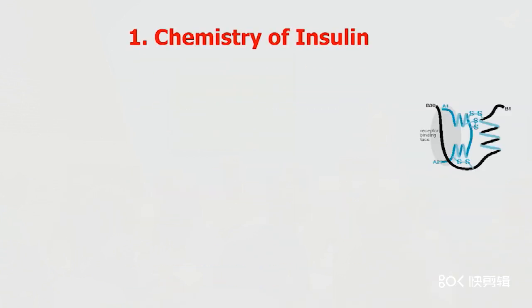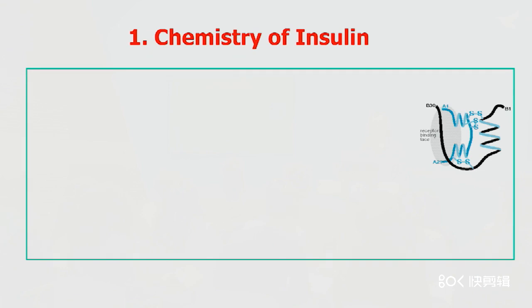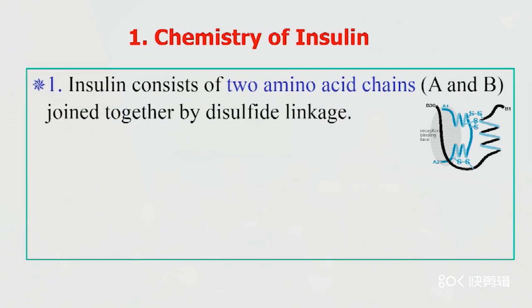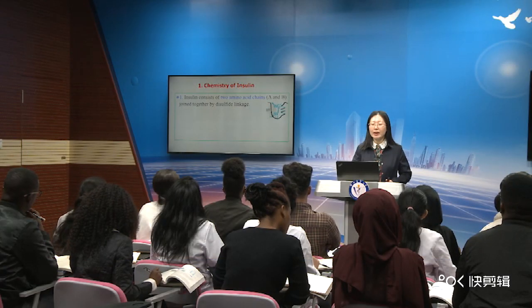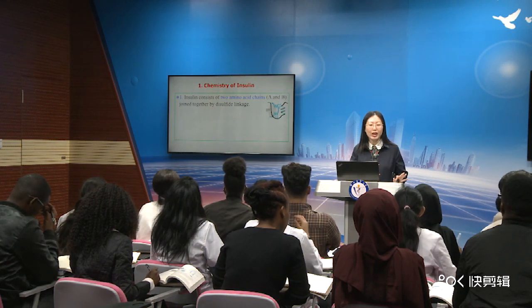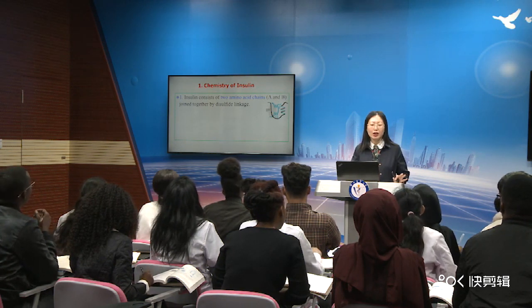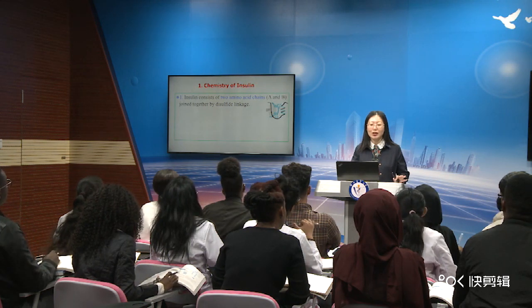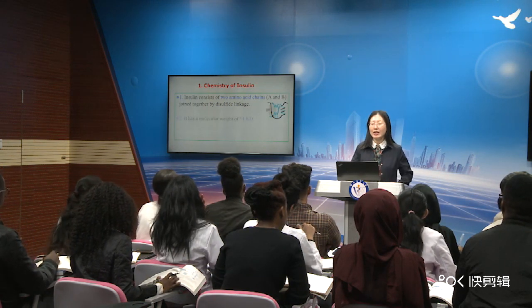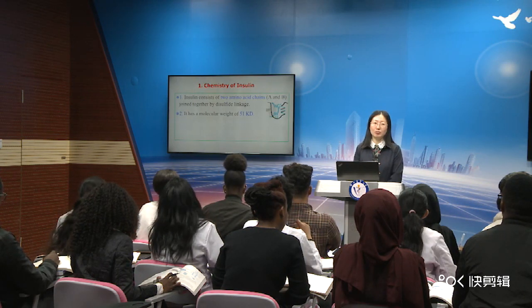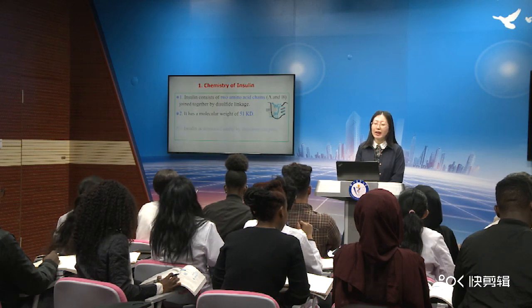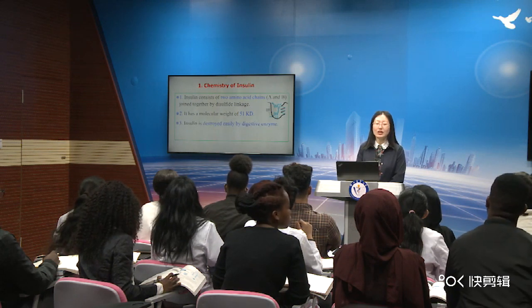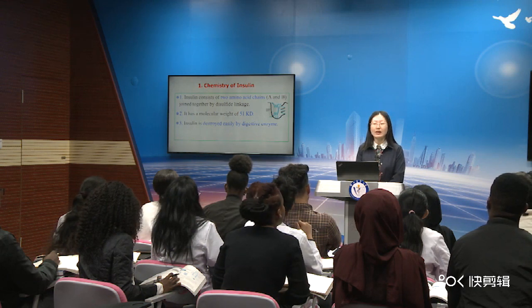And the chemistry of insulin. In biochemistry class, we have learned that insulin consists of 2 amino acid chains. One is this chain, the other one is this chain. These A and B chains are joined together by disulfide linkage. Insulin has a low molecular weight of 51 kilodalton. And the third point, insulin is destroyed easily by digestive enzymes.